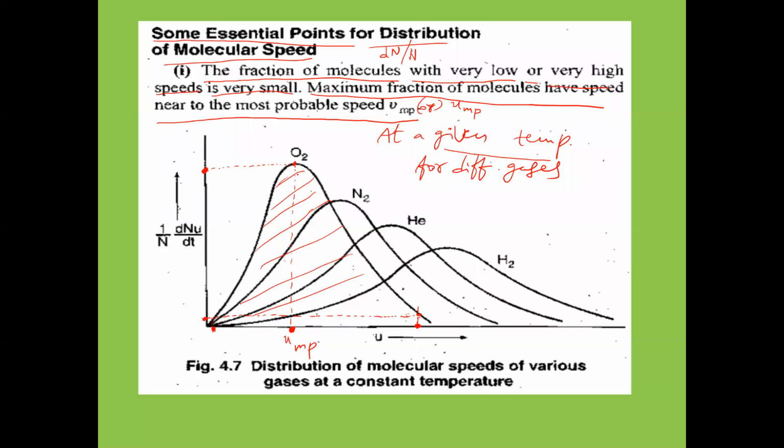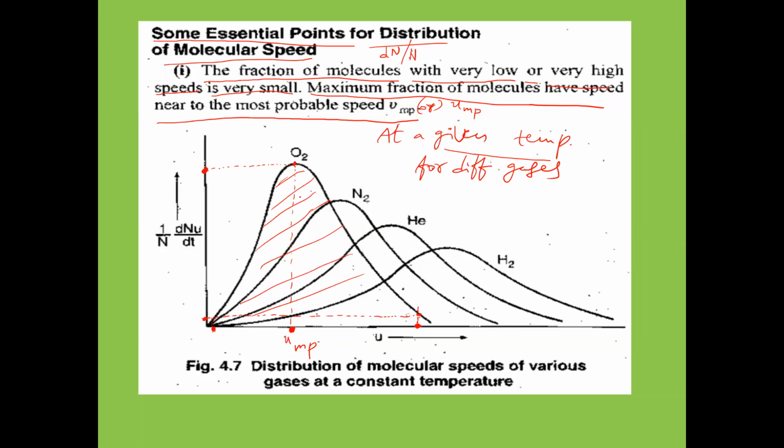Suppose you heat the oxygen gas, what happens to the temperature? The temperature of oxygen will increase. When you heat this oxygen, its temperature will increase. Then what happens? This curve will flatten. The peak of this curve will become flat, and the height of this oxygen curve will decrease. The peak of the curve becomes flat at high temperature.